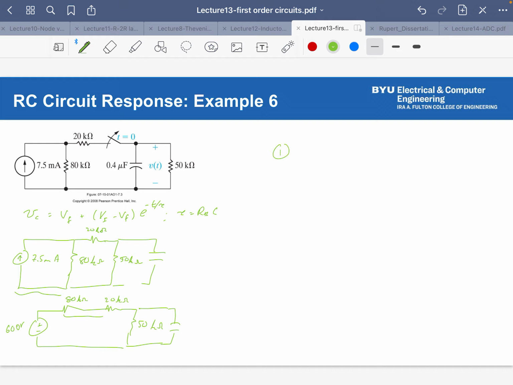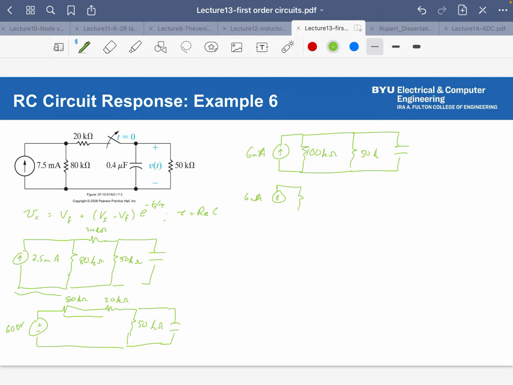So we're going to have a current source. We've got our 100 kilo ohm. And now we're going to have 600 divided by 100K. So that would be what? 6 milliamps. Does that sound right? 6 milliamps. And then we're going to have 50K here. And then we still have our capacitor. And then we're trying to find the final voltage there. So we have 100K and 50K. And that gives us 6 milliamps.